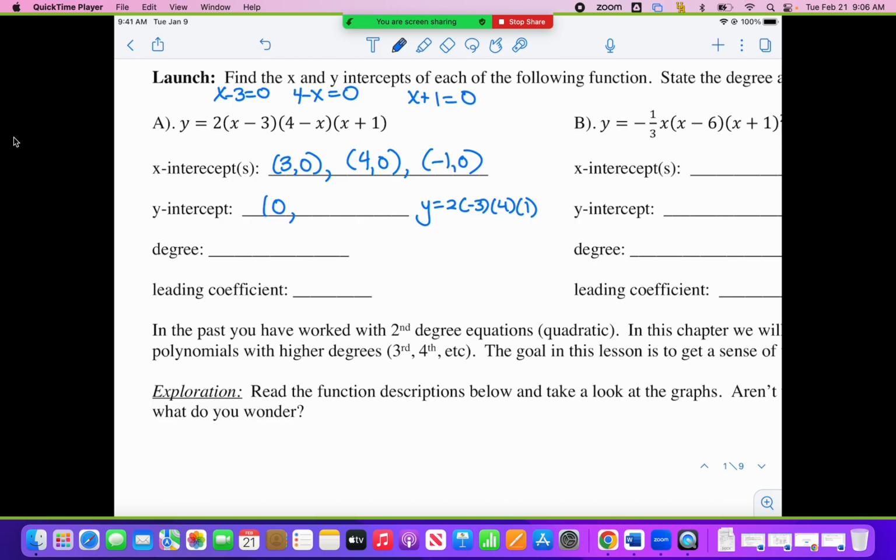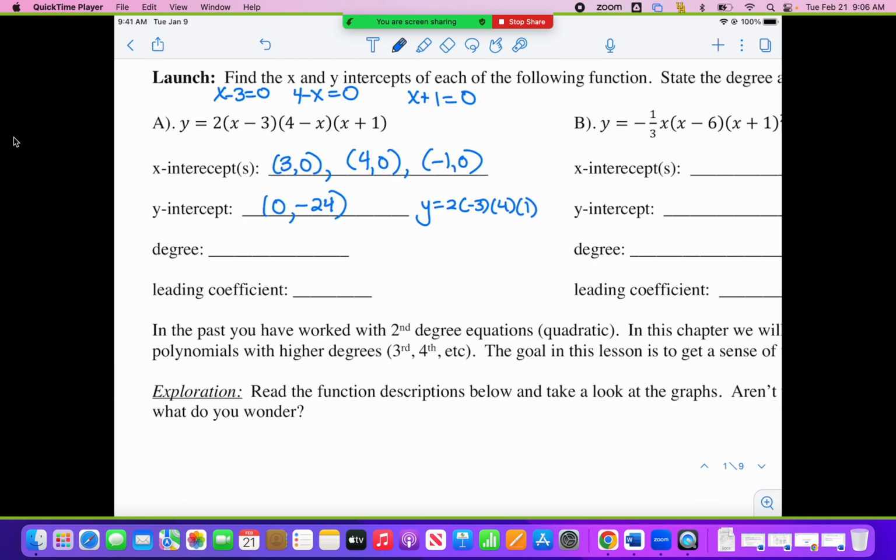So then, Nick, what would the y-intercept be on this letter A? 24. Well, is it positive or negative? Positive. Wait. I have 2 times a negative 3 times a positive 4 times a positive 1. Oh, it would be -24. Negative 24. All right, degree.